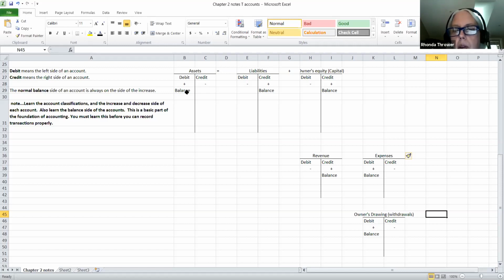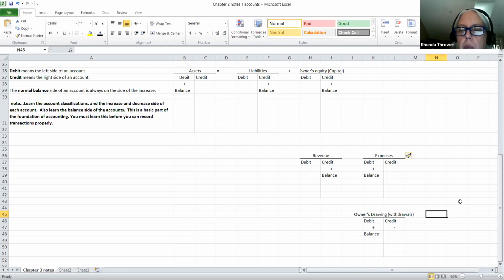So assets balance will be on the debit side. Liabilities balance will be on the credit side. Owner's equity balance will be on the credit side. Revenue balance will be on the credit side. Expense balance will be on the debit side. Why? Because these are the increased sides of the accounts. Owner's drawing balance will be on the debit side because that's the increased side of that account.